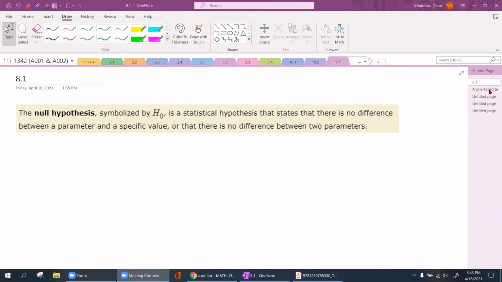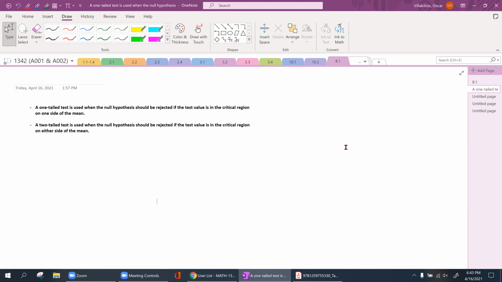Let's go ahead and see how we write things out. One thing that we're going to see a lot in the next few sections are one-tailed tests and two-tailed tests. A one-tailed test is used when the null hypothesis should be rejected if the test value is in that critical region, and similarly, a two-tailed test is used when the null hypothesis should be rejected if the test value is in the critical region on either side.